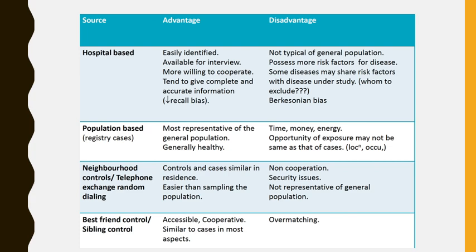and these are not representative of the general population at all. The last group is the best friend control or the sibling control. These are family members and friends. These people want to help you. They are very cooperative. They are very easy to get a hold of, and they tend to be very similar to the case in every aspect because they're going to be similar races, ages, similar health backgrounds, similar exposure statuses, and things like that. The problem with this, though, is that we end up overmatching, and then we might wipe out some of the factors that could actually lead to a disease outcome.